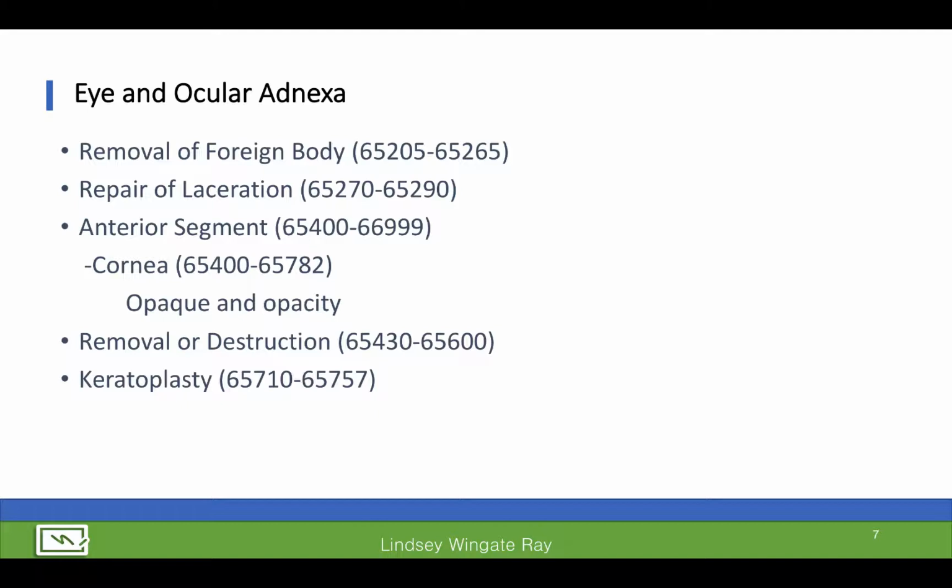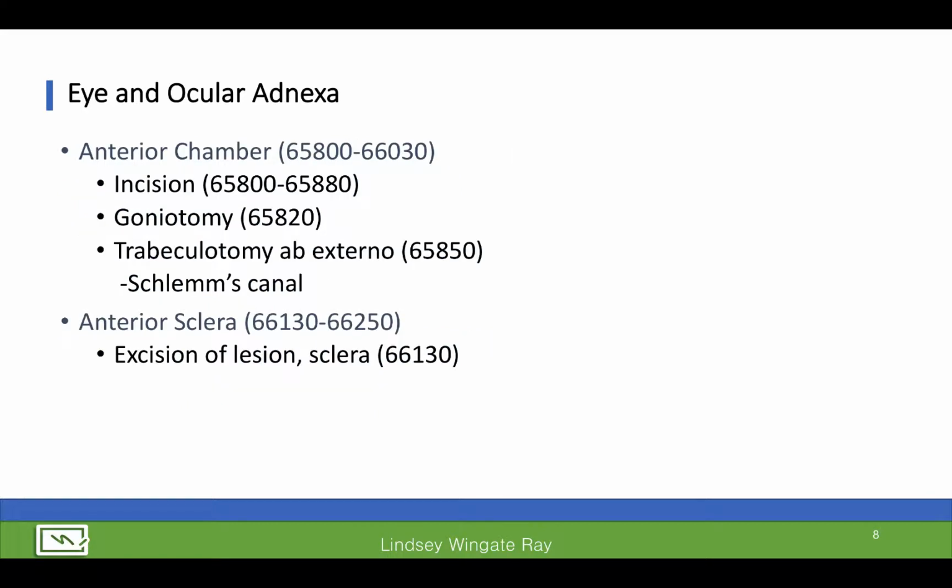Keratoplasty, kerato means cornea, is any surgical modification of the cornea and often includes insertion of a piece of the cornea for another location. There are instructions at the beginning of this section regarding reporting grafts and their preparation for corneal transplant. There is an add-on code 65757 for backbench preparation on the allograft, just like we've learned in other sections. Anterior chamber 65800 through 66030. Turn to that section now.